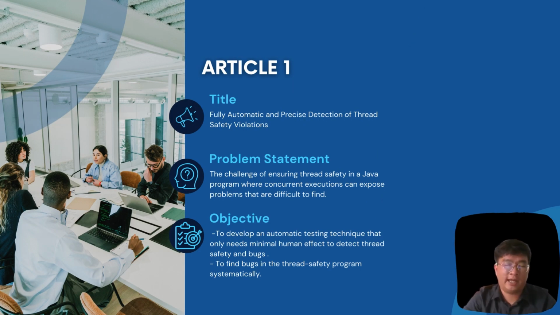Next, the first article that I read is on fully automatic and precise detection of thread safety violations. The problem statement of this article is the challenge of ensuring thread safety in a Java program, where concurrent executions can expose problems that are difficult to find. The objective is to develop an automatic testing technique that needs only minimal human effort, with just a few test cases and without any manual specifications, to detect thread safety bugs in concurrent programs.